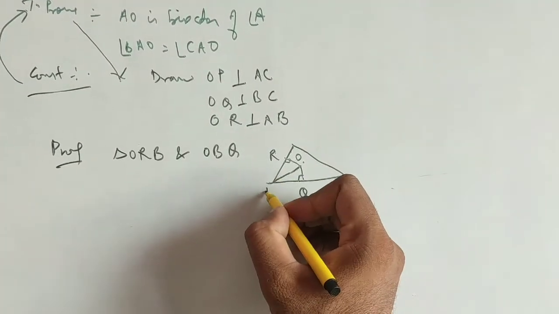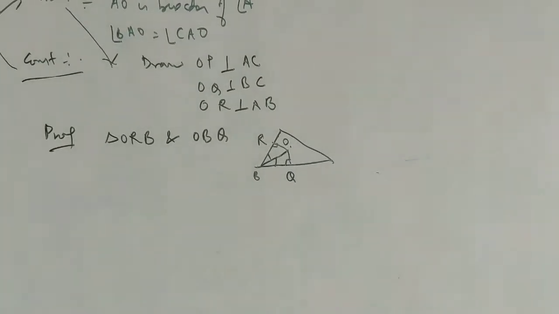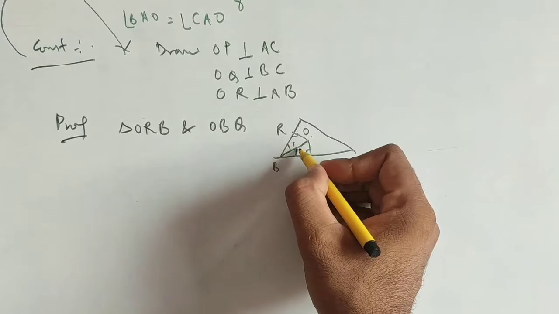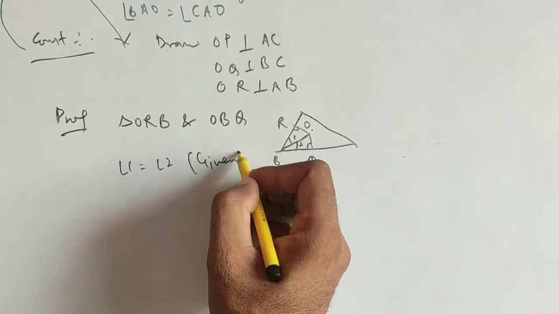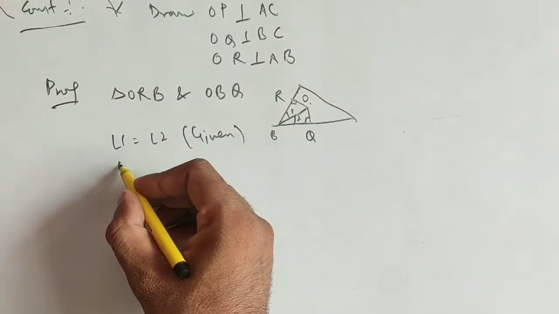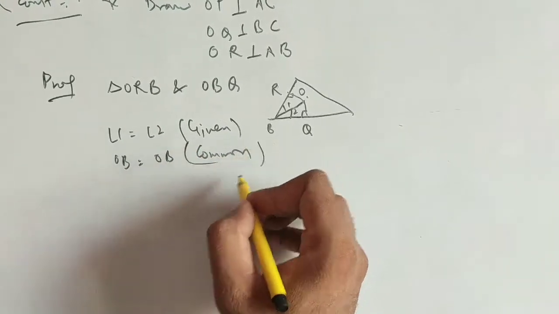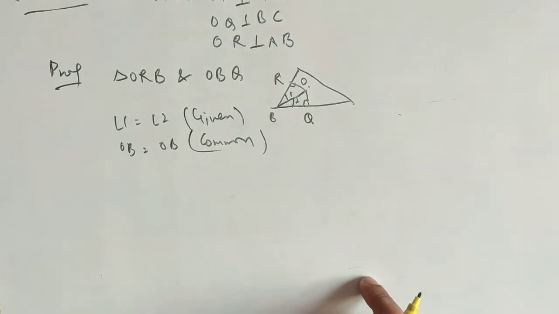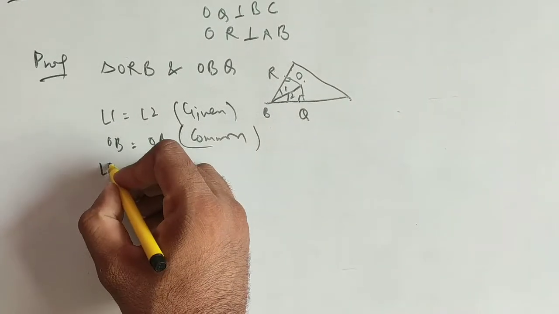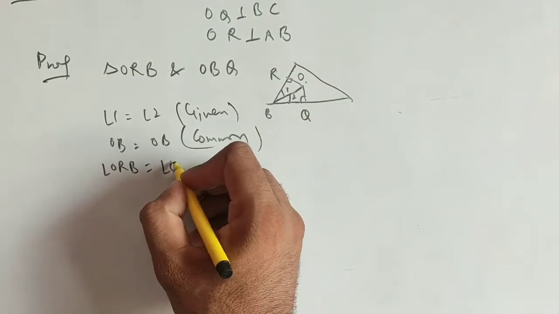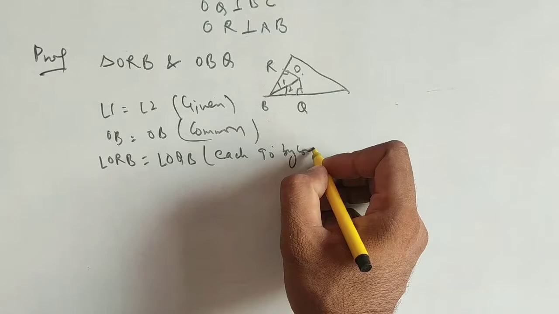Now in these two triangles, this part is equal to this part, because OB is the bisector of angle B. So suppose this is angle 1, this is angle 2. So I write down angle 1 is equal to angle 2, and this part is given. Similarly, OB is equal to OB, common to both the triangles ORB and OBQ. And also angle ORB is equal to angle OQB, each 90 degrees by construction. We have done this.